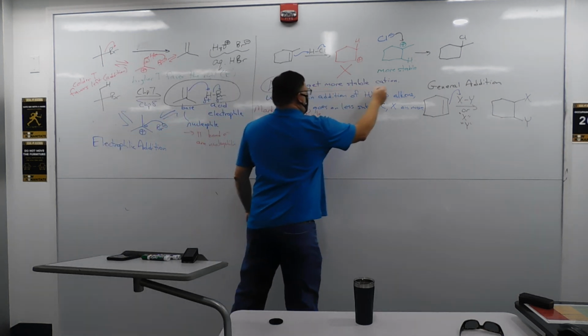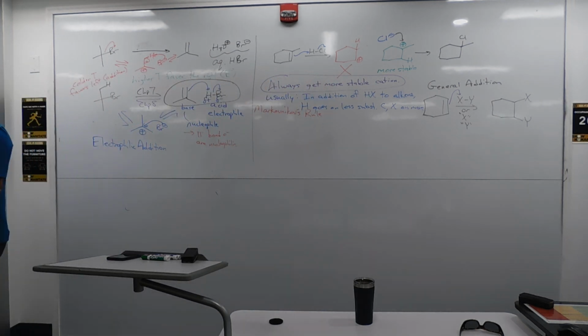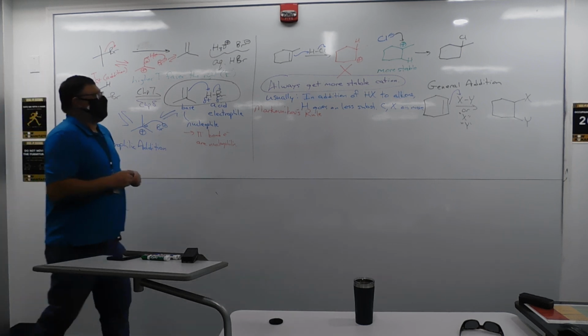The fundamental rule that you really need to get here is these addition reactions are always going to give you the more stable cation. So if you do a reaction that gives a carbocation, and the reaction has a choice between where that cation goes, that cation will always go on the position that makes it more stable. That's Markovnikov's rule.